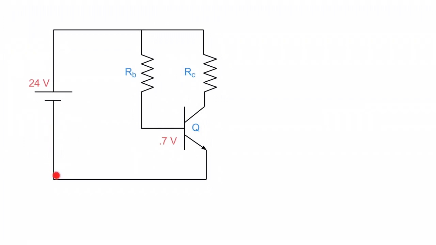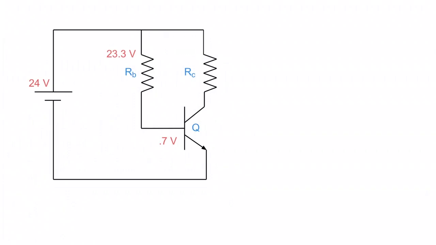Now, if we look here, we have a circuit that goes through here over to here. So if I have a 24 volt source and I have a 0.7 volt drop here from the base to emitter, the rest of it must be dropped across RB, which, doing the math in my head, works out to be 23.3 volts.